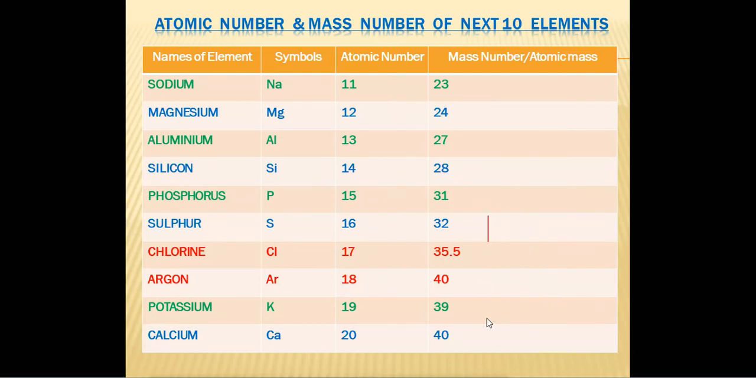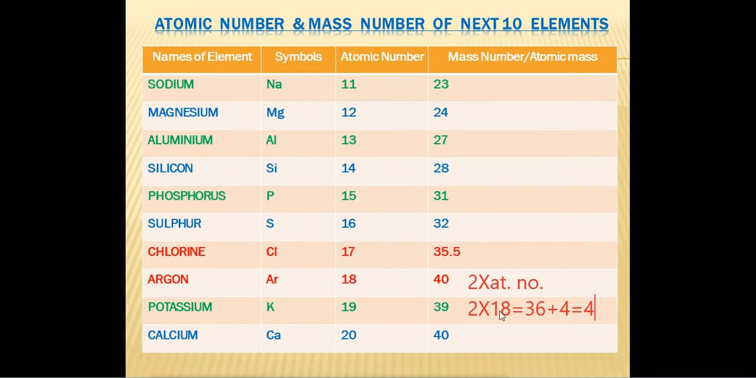Now we'll look at the atomic mass of argon. Which formula will we use for argon? 2 into atomic number. How much will we get? 2 into 18. We will get 36. In 36, what will we do? We will add 4, so we will get 40 in this case. So in argon, what have we done? This is our even atomic number, so we use the same formula, 2 into atomic number, that is 2 into 18 is 36. In 36 we have added 4, so we have got the mass number, or atomic mass, as 40.